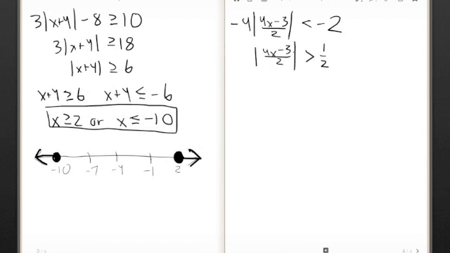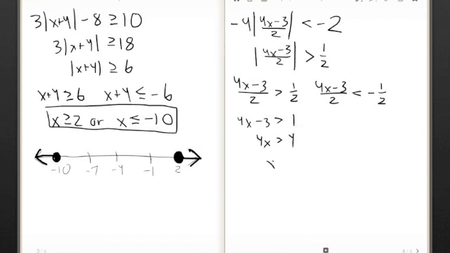So what that means is the distance from 0 for all this stuff inside here is greater than 1/2. So there's two ways that could happen. It could be greater than 1/2, or it could be less than negative 1/2, because its distance from 0 is greater than 1/2. Now let's solve these inequalities separately. We're going to multiply everything by 2 here. Move the 3 over. Okay, and here, same thing. Multiply by 2.